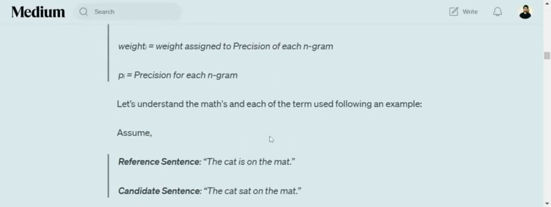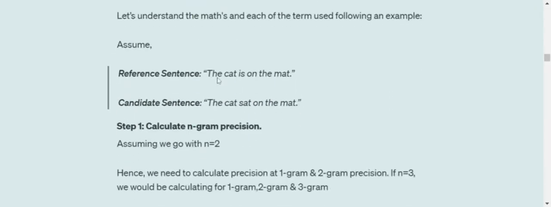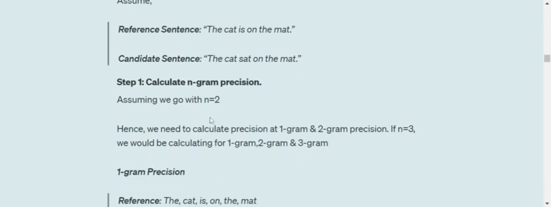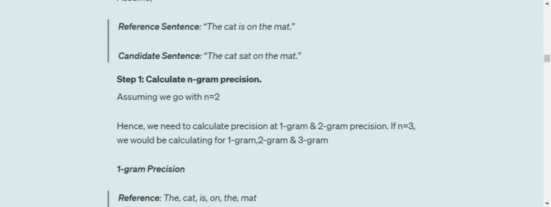Again, let's assume an example. Assume this is the ground truth: The cat is on the mat, and the candidate sentence, that is the sentence generated by the LLM, is: The cat sat on the mat. The first step is to calculate n-gram precision. Assume n equals 2. So that is 2-gram precision we are calculating in this example. This can be 3, this can be 4. If we are selecting n equals 2, we need to calculate precision at 1-gram and 2-gram. If n equals 3, 1 to 3 grams. If it is 4, we need to calculate precision for 1-gram, 2-gram, 3-gram, 4-gram, etc.